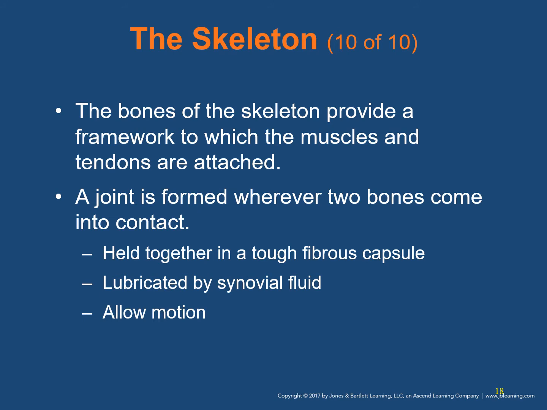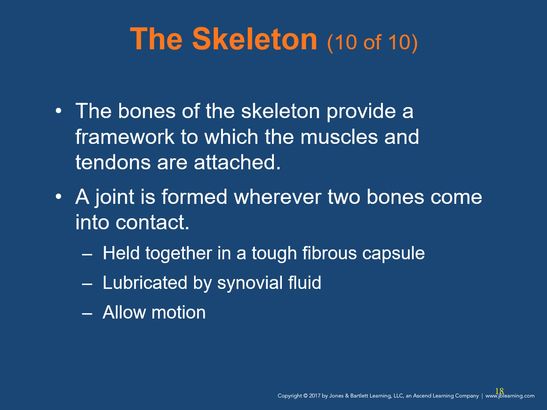A joint is formed wherever two bones come into contact. Joints are held together in a tough, fibrous structure known as a capsule, which is supported and strengthened in certain key areas by bands of fibrous tissue called ligaments. In moving joints, the ends of the bones are covered with a thin layer of cartilage known as articular cartilage. Joints are bathed and lubricated by synovial fluid, or joint fluid.